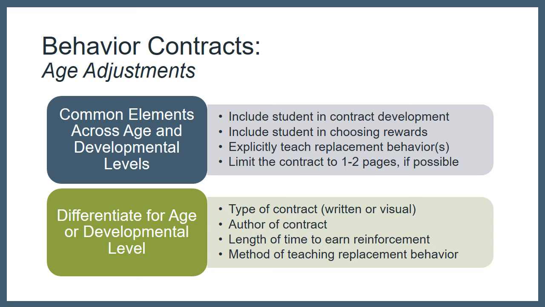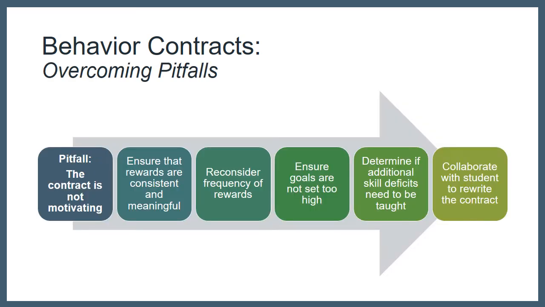Lastly, you may wish to adjust the method of teaching the replacement behavior. For example, older students may or may not be comfortable engaging in role play and may prefer talking through the expectations and watching an adult model the expected behavior. As is the case with any strategic intervention, there are potential pitfalls in planning and implementation. To support you in realistically preparing for these possible challenges, the next several slides will present potential pitfalls as well as corresponding strategies to overcome them.